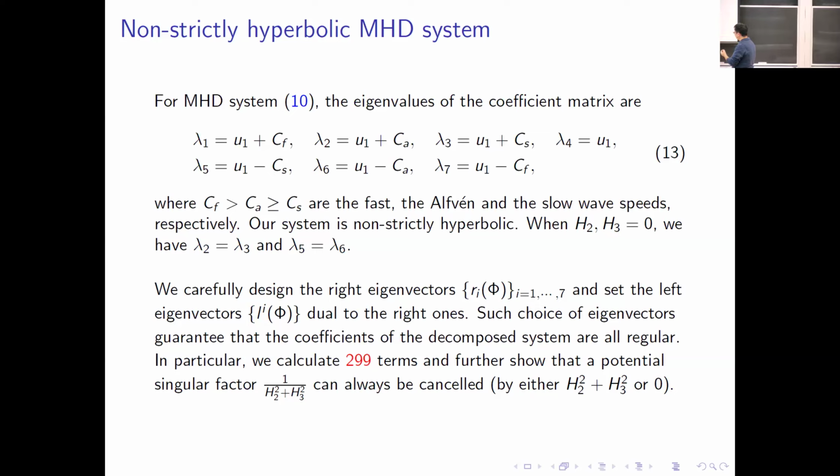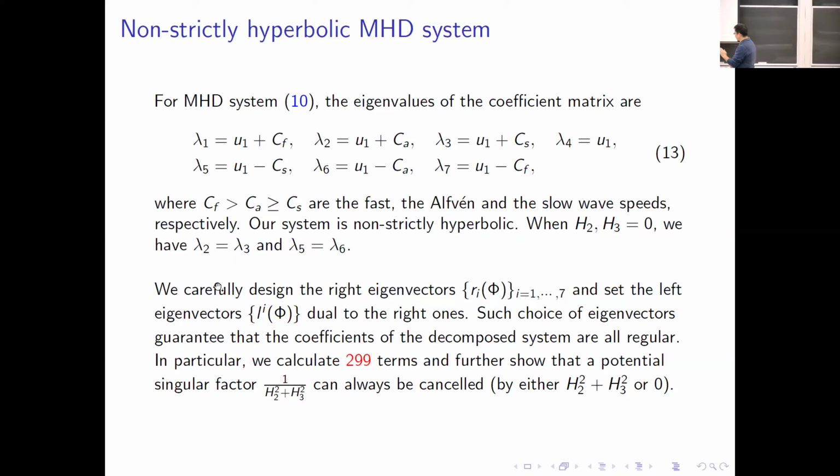There are infinite choices, but there is a particular good one, which if you choose the correct one, you can guarantee that the split structure of the equation has good terms. If you consider the coefficients in front of the nonlinear terms, you will see many coefficients. In particular, there is a dangerous term, a coefficient like 1 over H2 square plus H3 square. As we know, H2 and H3 could be very close to 0. And if you don't choose the left eigenvector and right eigenvector correctly, this would be a really singular coefficient, and we cannot do anything.